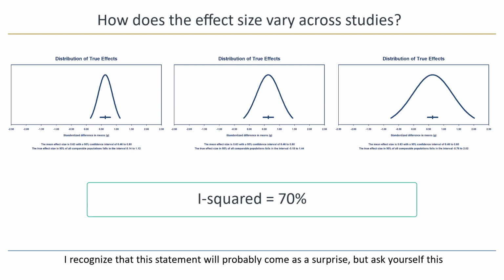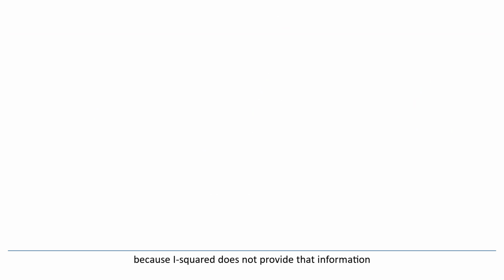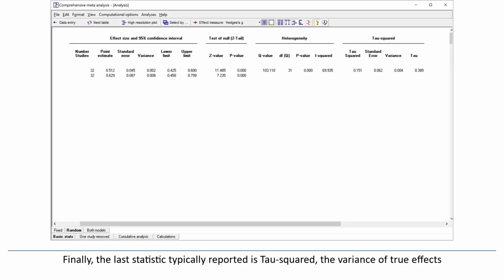I recognize that this statement will probably come as a surprise, but ask yourself this. I've given you the value of I-squared, which is 70%. Which of these plots actually corresponds to the distribution of true effects? You may or may not guess correctly, but your choice will be a guess because I-squared does not provide that information. And finally, the last statistic typically reported is tau squared, the variance of true effects.